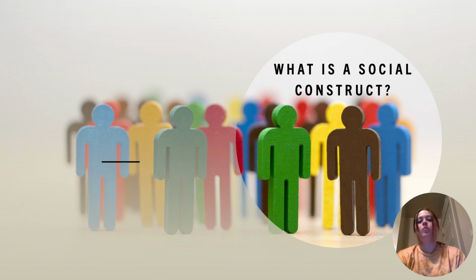So, to begin, what exactly is a social construct? Well, a social construct is something created by members of society that, for whatever reason, other members of society decided or were forced to go along with. An example that I like to use when talking about this is gender reveals for unborn fetuses.